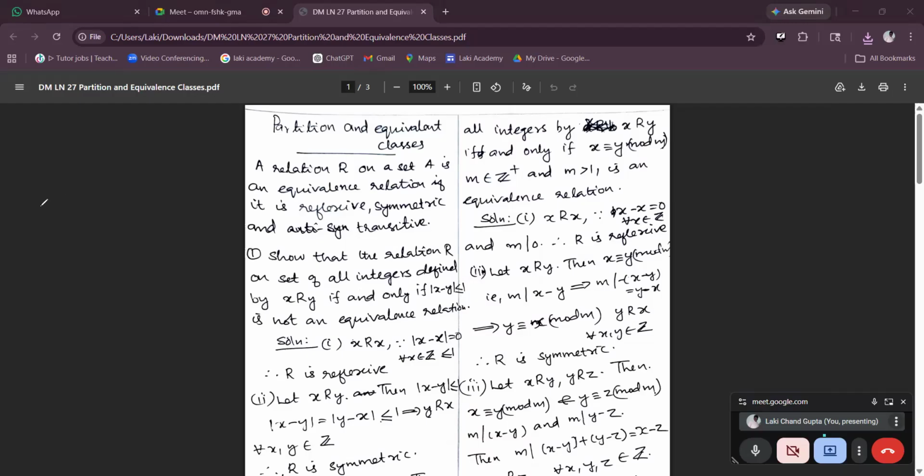ओके, हम लोग देखते हैं पार्टीशन एंड इक्विवेलेंट क्लास क्या होता है। राइट। ओके। सबसे पहले देखते हैं पार्टीशन क्या होता है। यू नो व्हाट इज इक्विवेलेंस रिलेशन?